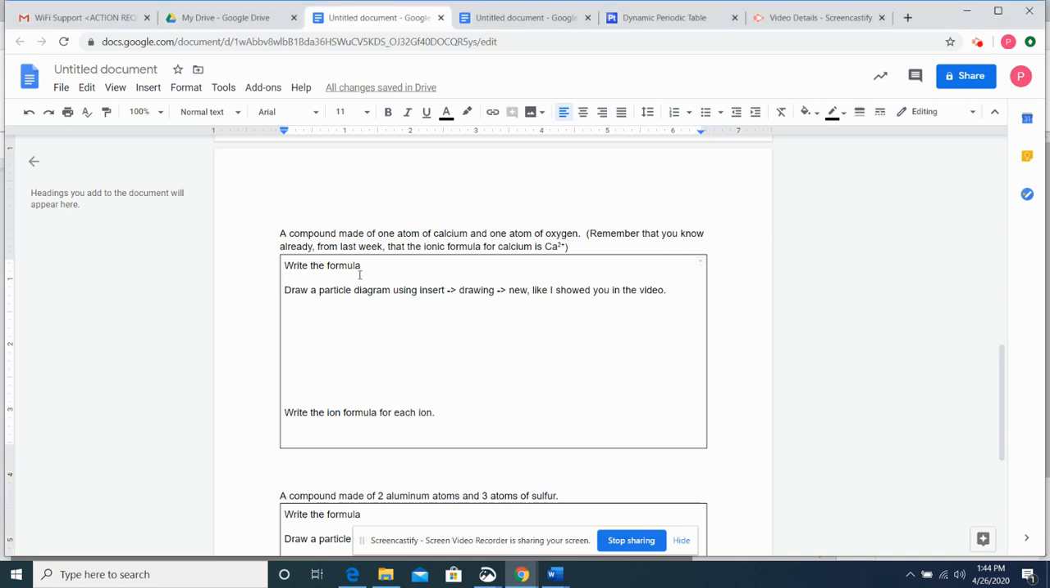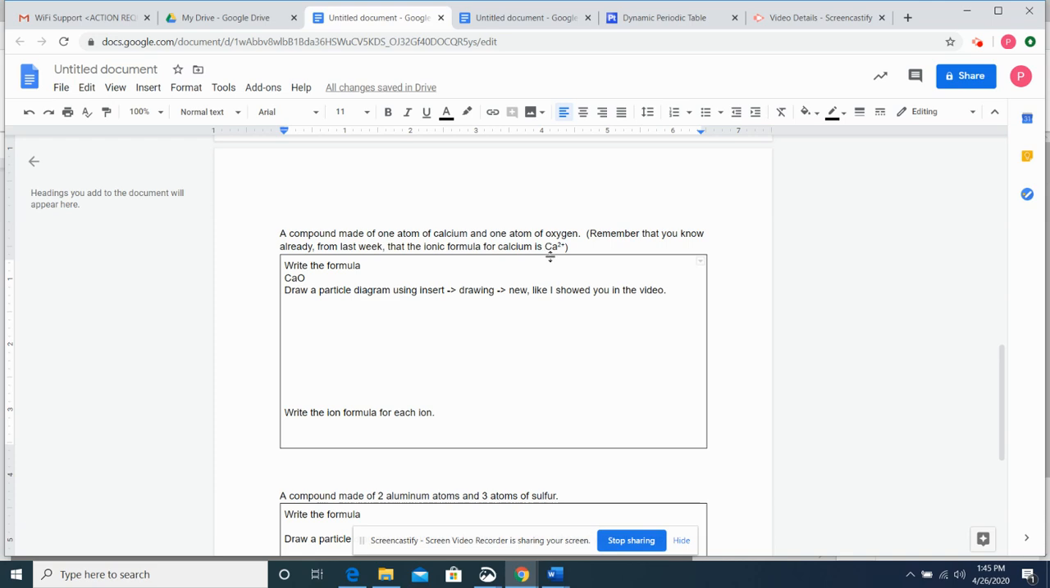So I'm going to go here and write the formula. I know I write calcium first. It's the metal side, the left side of the periodic chart. And then I write oxygen second. It says I have one atom of each, so I've written one atom of each. So I am done with that. Next, I need to put my cursor down here, and then I'm going to insert a drawing for calcium oxide.